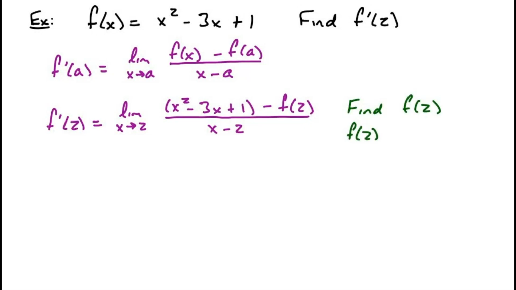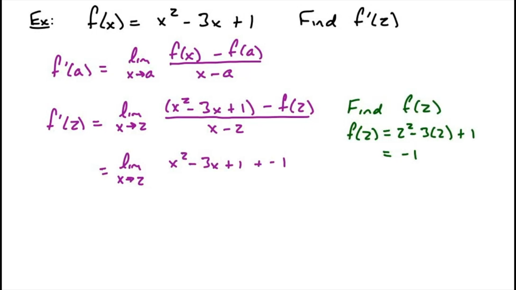Easy enough. Finding f of 2, we'll plug 2 into our function. That's 2 squared minus 3 times 2 plus 1. And that should be 4 minus 6 plus 1, which would be negative 2 plus 1, so negative 1. So we can rewrite our limit substituting in the negative 1. The limit as x approaches 2 of x squared minus 3x plus 1, no need for these parentheses anymore, minus negative 1, which we can simplify to just a positive 1, all divided by x minus 2.